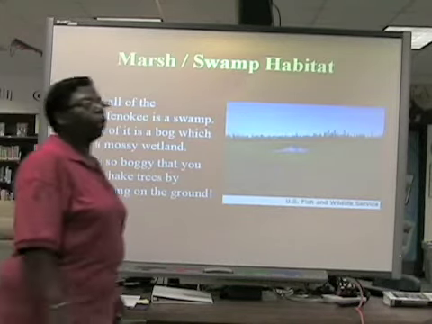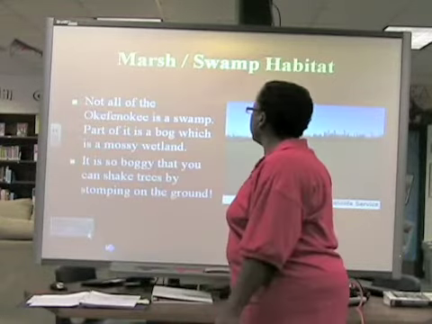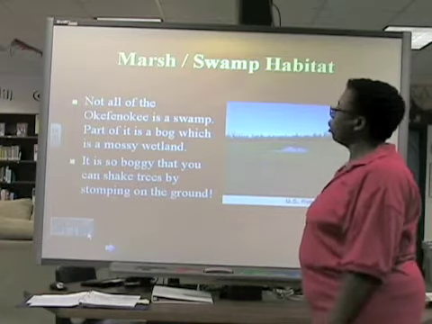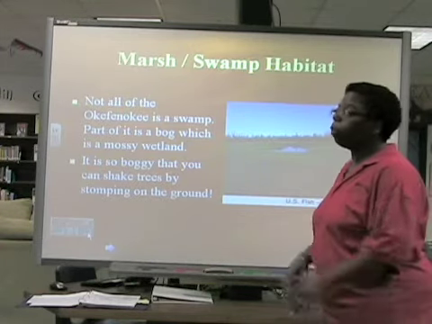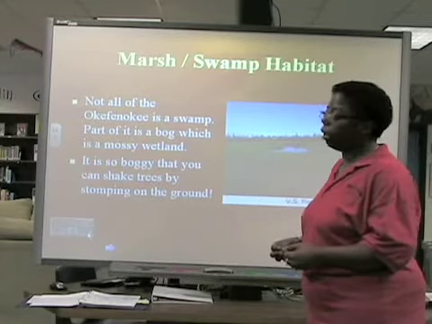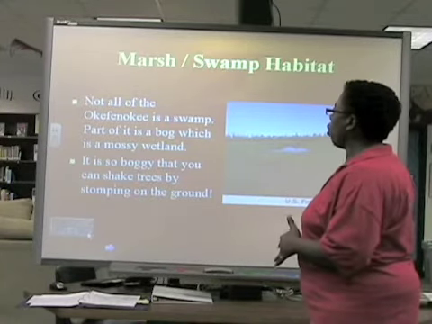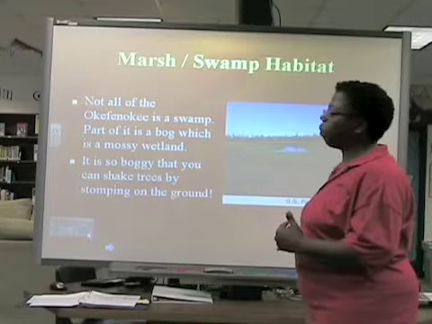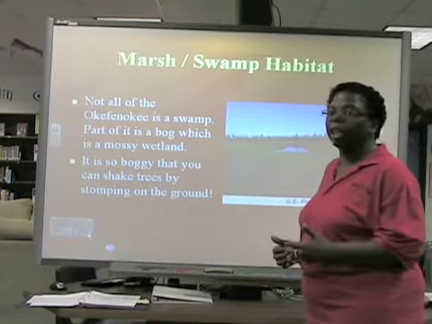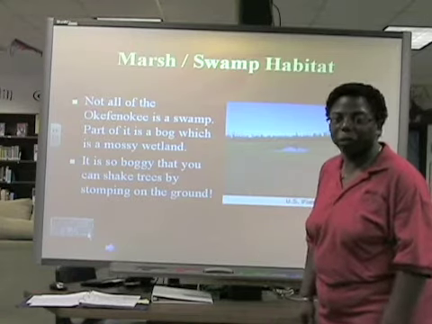Not all of the Okefenokee swamp is a swamp. Part of it is a bog, which is a mossy wetland, which means you're going to find a grassy area that's extremely wet land. It is so boggy that you can shake trees by stomping on the ground. Now to me, that kind of helps me understand why it's called land of the trembling earth.